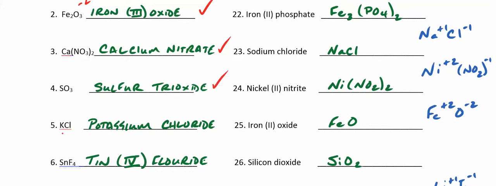Number 5, this is simple. This is as simple as it gets, as a matter of fact. We have potassium and chlorine. We simply call it potassium chloride. Potassium from the first column, chlorine from the 17th column, potassium chloride for number 5.